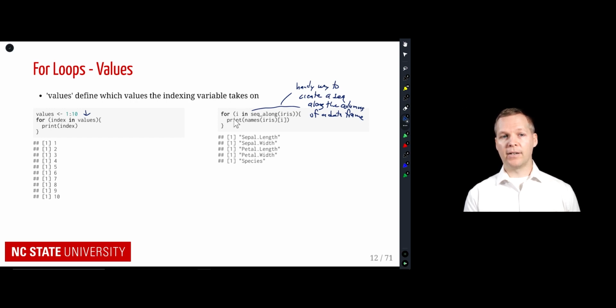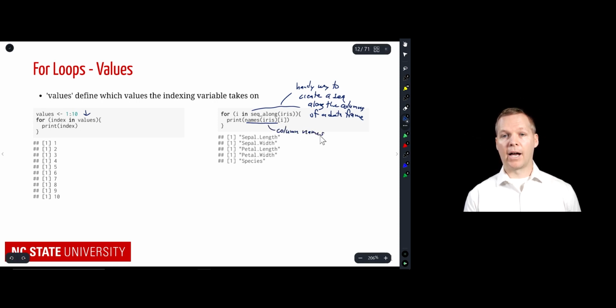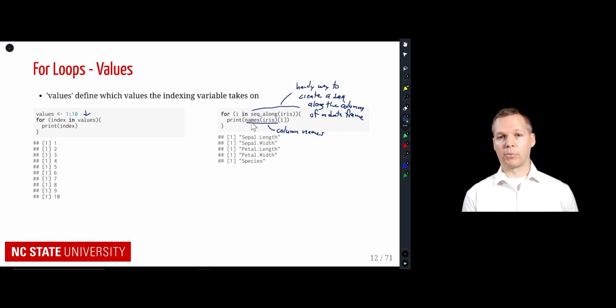And now what I'm going to do down here is I'm going to say, well, in the first iteration, i is going to take on 1. I'm going to look at the names of iris. The names of iris corresponds to the column names in this case. And I want to print out the ith column name. So when i is 1, I want to print out the first column name of iris, which is sepal length. We go back up here. i goes to the next value, which is 2. I want to print out the second column name of iris, and that's sepal width. And again, it goes through all the values in this sequence.